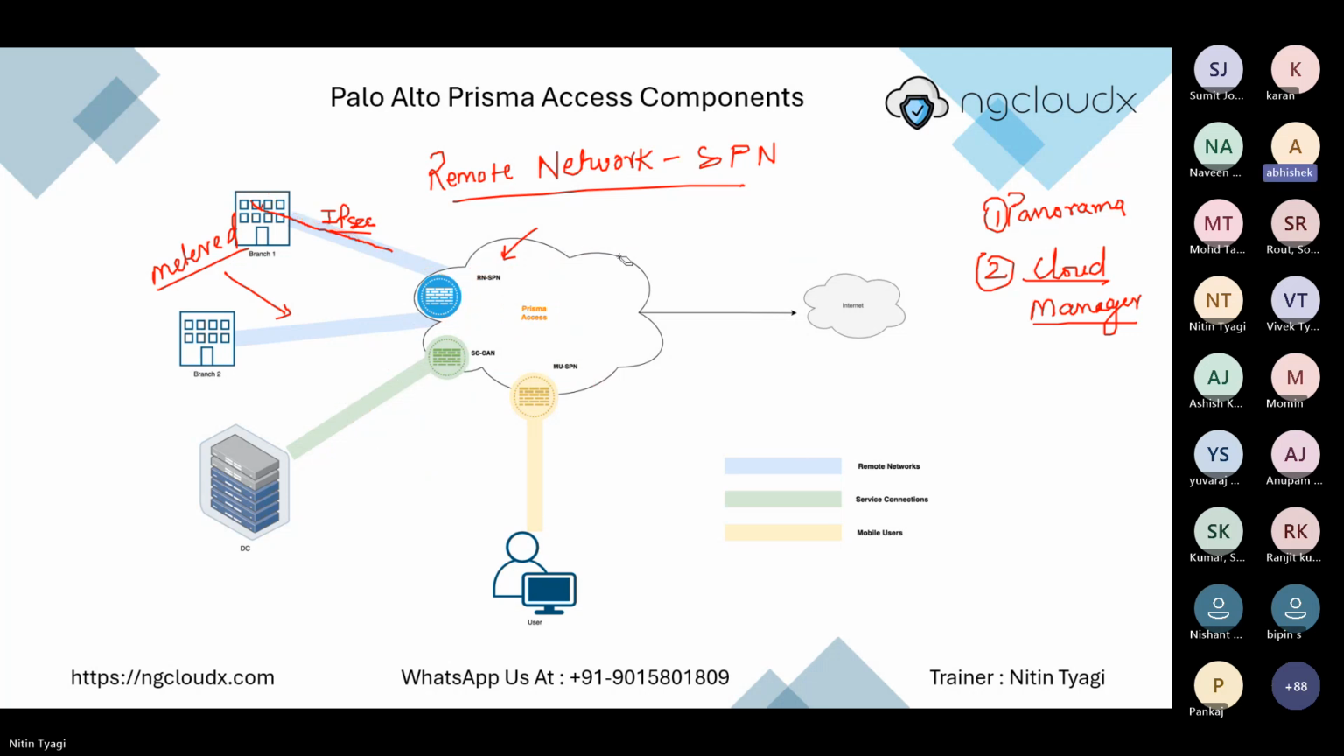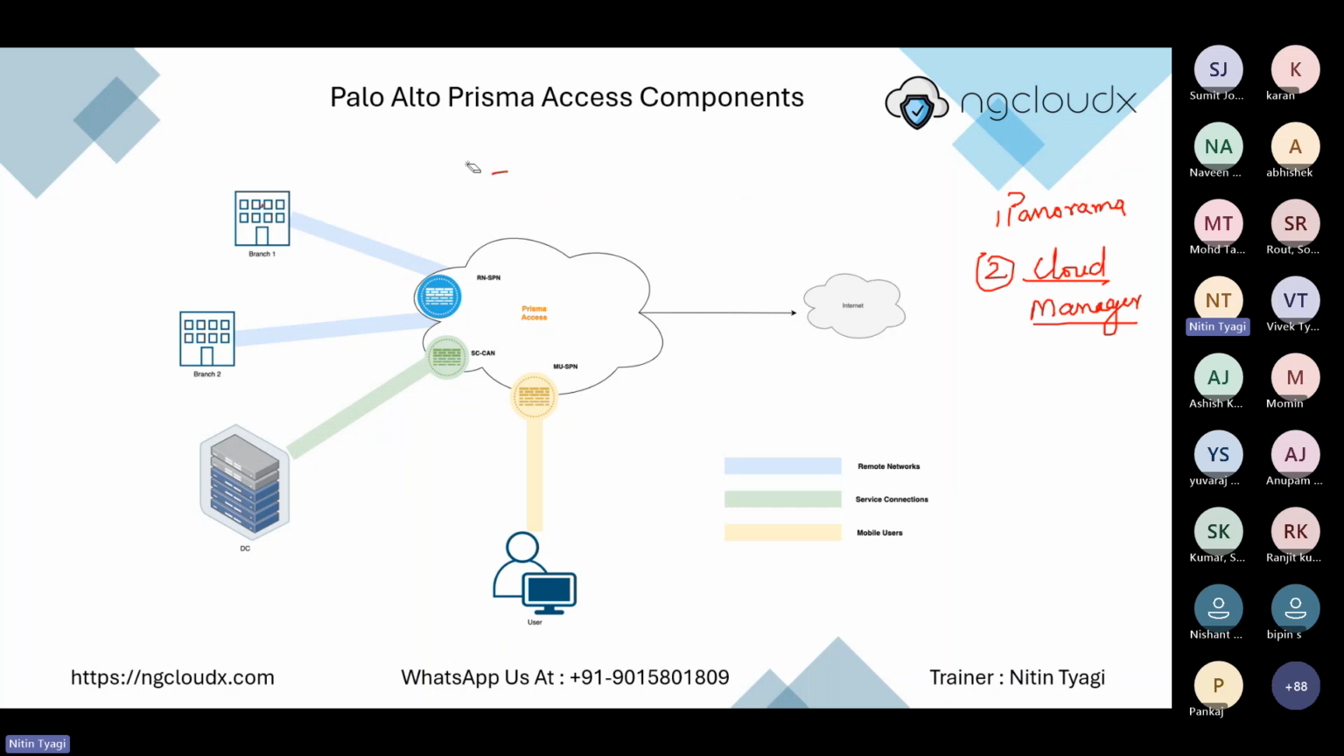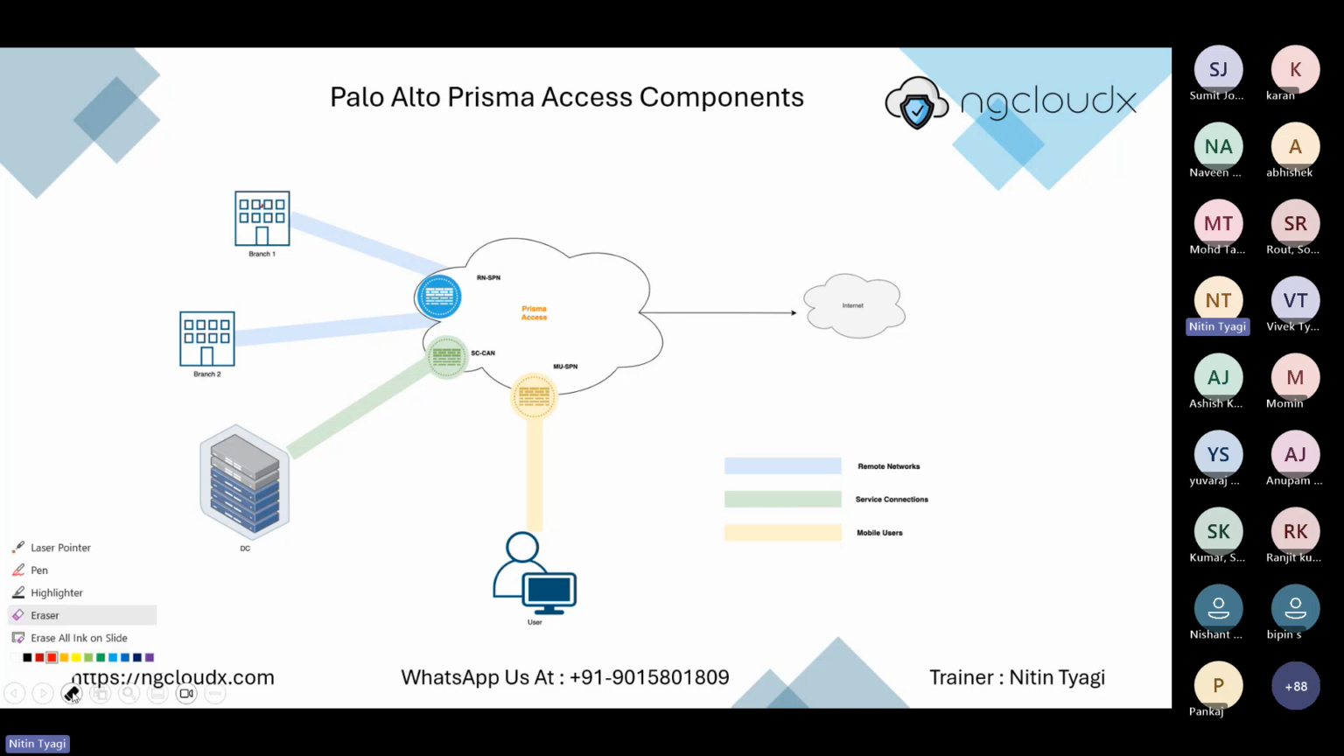So when you're sending traffic from the branch towards the DC, your inspection will happen only at RNSPN. What do I mean by that? Your traffic is coming from here and it is going towards the data center. So it will hit the RNSPN. Here you have configured your security policies.